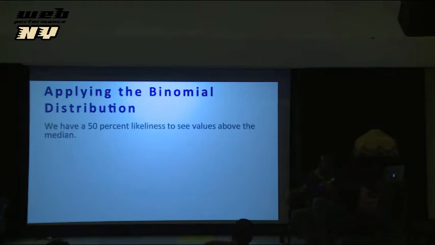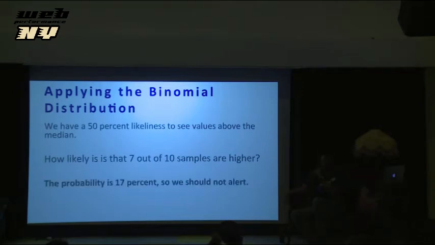We have a 50% likelihood to see values above the median. How likely is it to see 7 out of 10 samples that are actually higher than the median? And the probability here again is about 17%, so we should not alert. So for this small load, this is also perfectly fine.